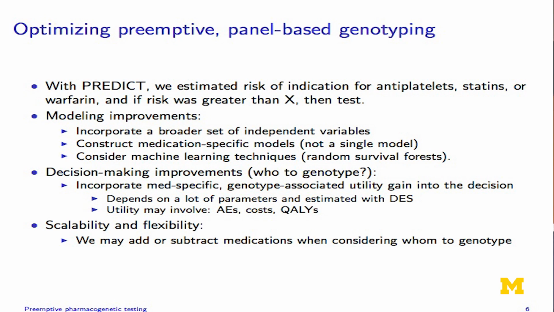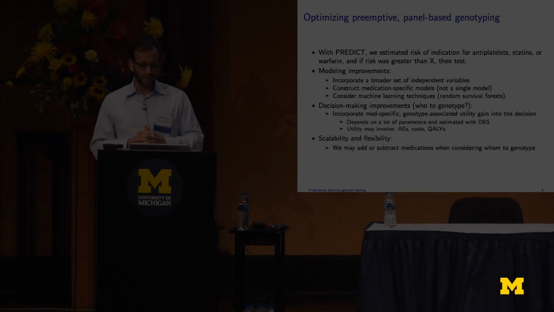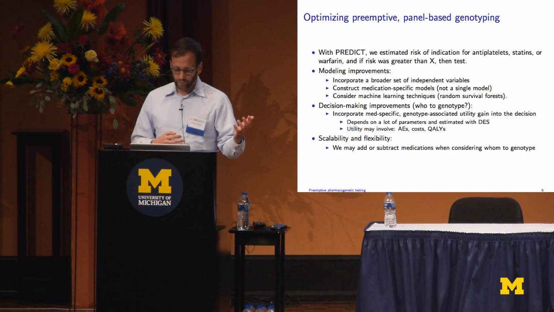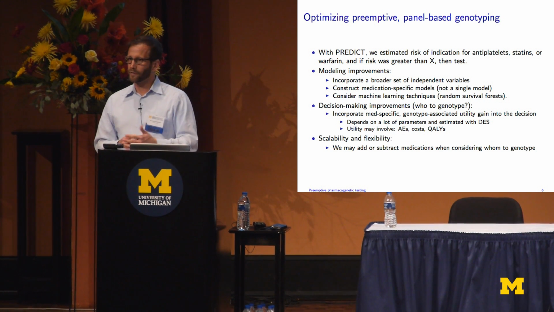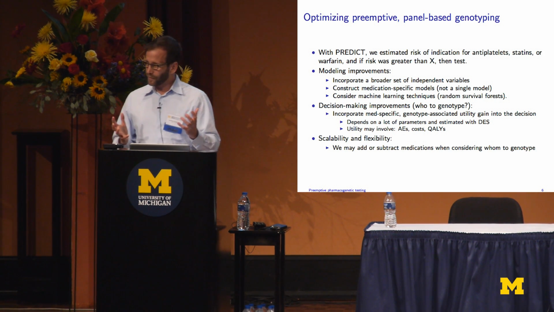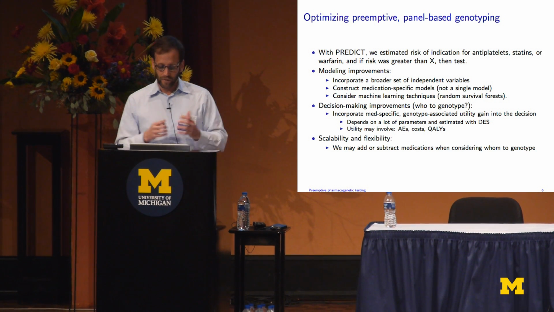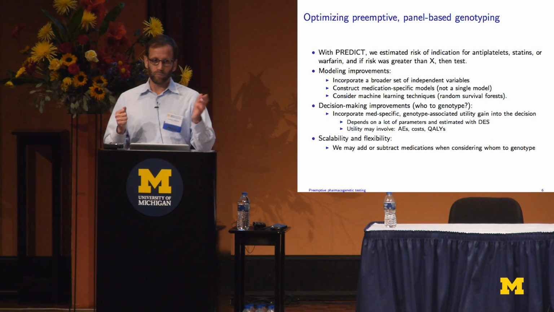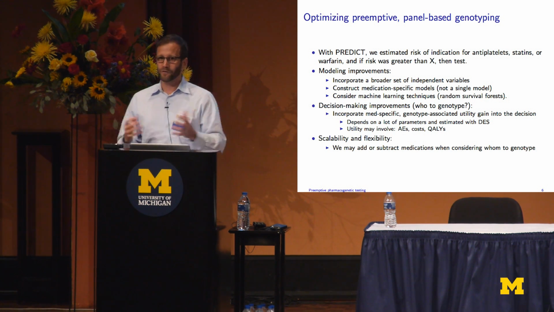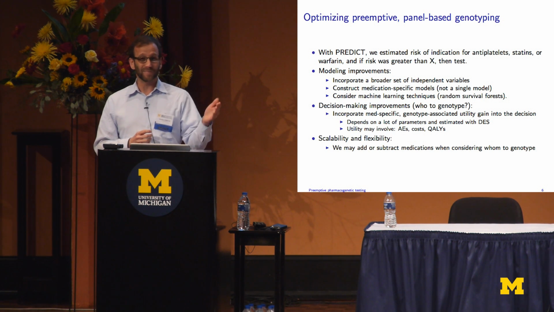So we can improve on that in a lot of different ways. We can make a lot of modeling improvements. For example, our EHR has evolved, and now we can incorporate a broader set of independent variables, so we should be able to make more accurate predictions. In addition, as opposed to building one model for, are you going to get put on one of these 3 medications, it seems pretty obvious to build medication-specific models.